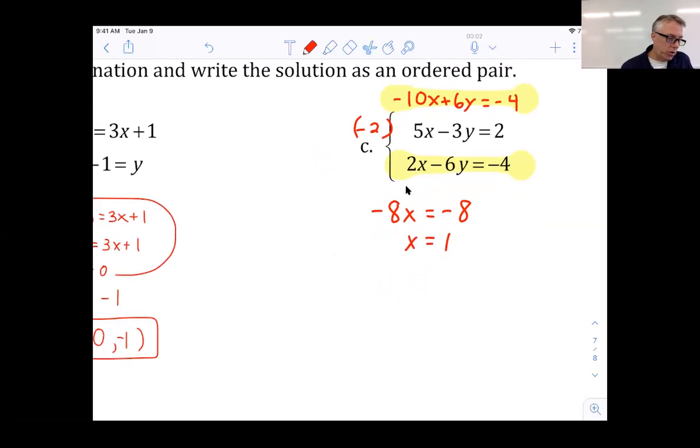So I need to substitute that 1 back into any of the equations. So it really doesn't matter. I'll plug it back into this middle one. So that's going to be 5 times 1, which is 5, minus 3y is going to equal 2. And now I'm solving for y.